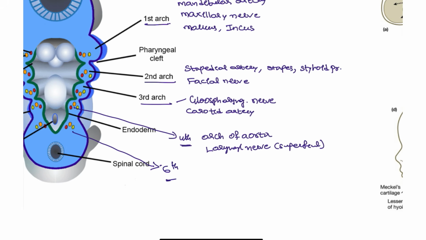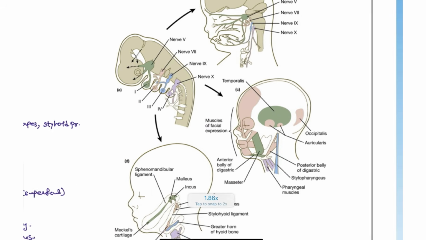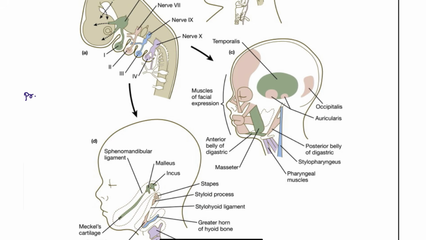The sixth arch is going to give rise to the recurrent laryngeal nerve, and the right and left pulmonary arteries. And during fetal development, it is also going to give us the ductus arteriosus. These are the derivatives of the pharyngeal arches. Let's see the images here. So the first arch derivatives are this one, the masseter muscle also belongs here, and the anterior belly.